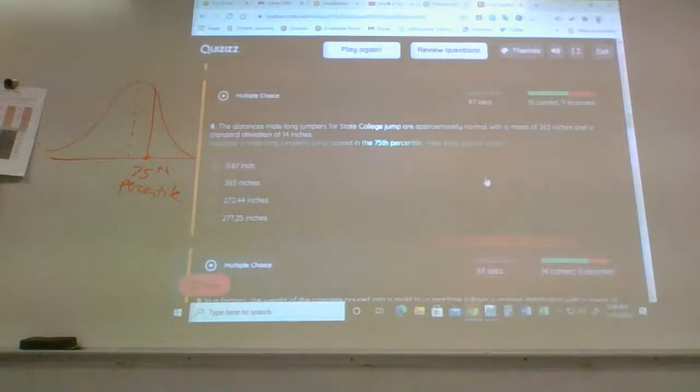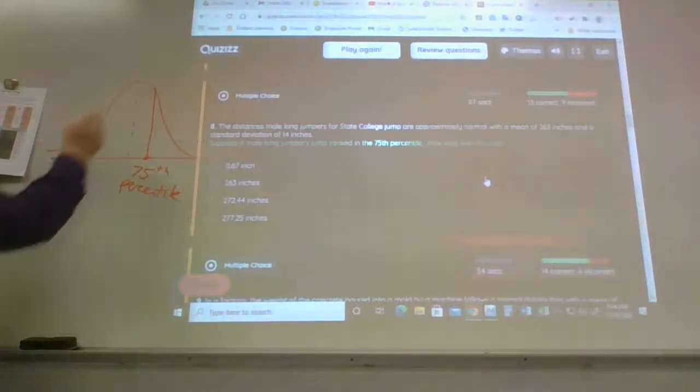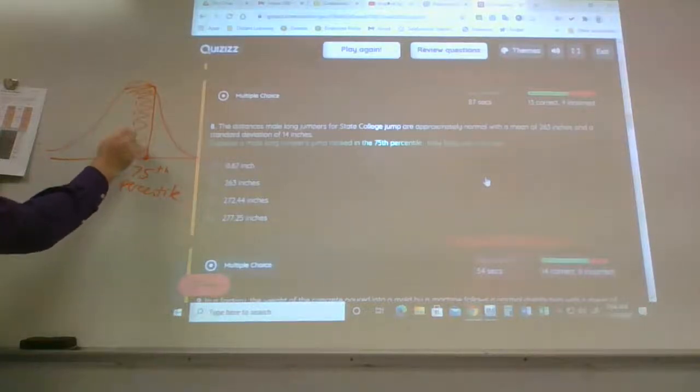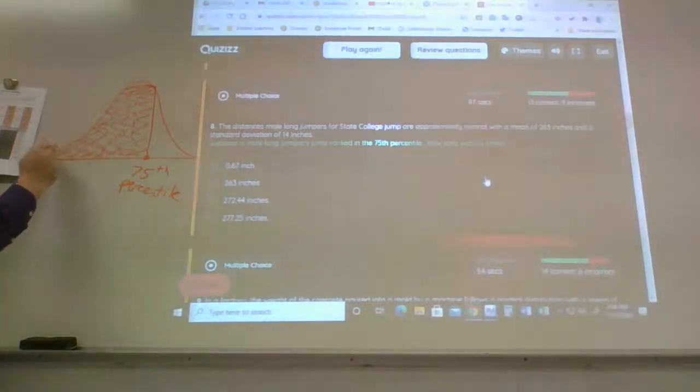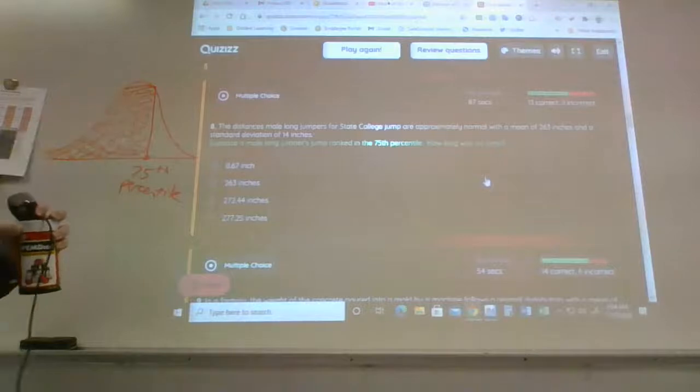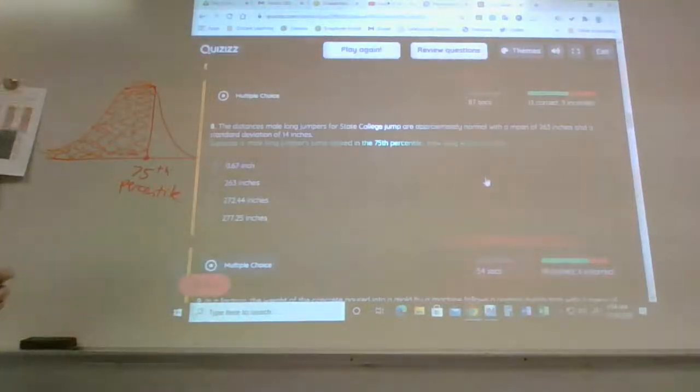First, just confirm for me, your inverse norms are automatically set to left, right? It's set to left, which means in inverse norm, whatever percentage you put in for the area, it assumes is to the left of that number on the normal curve. So if you put in 0.75, and actually type this in right now so you can see the difference, type in 0.75 for the area, 263 for the mean, 14 for the standard deviation, hit paste and calculate, you should get exactly 272.44?